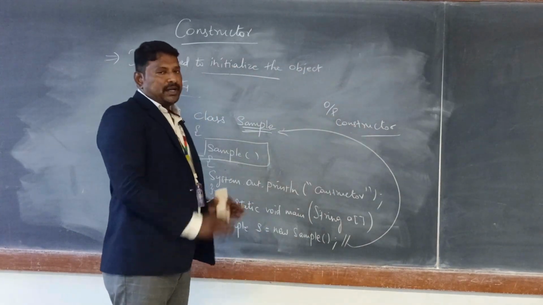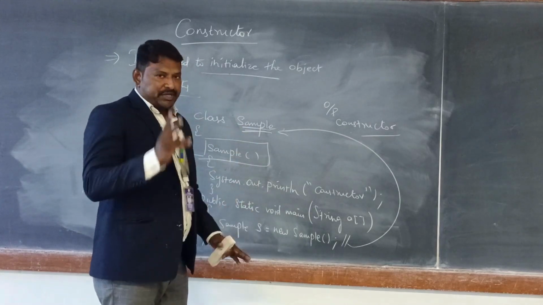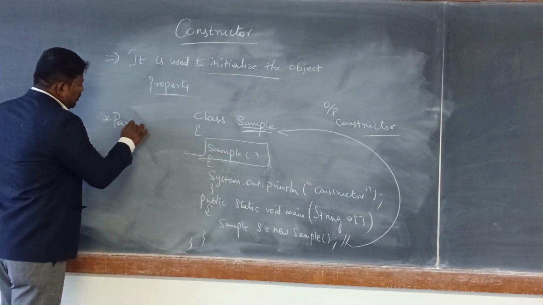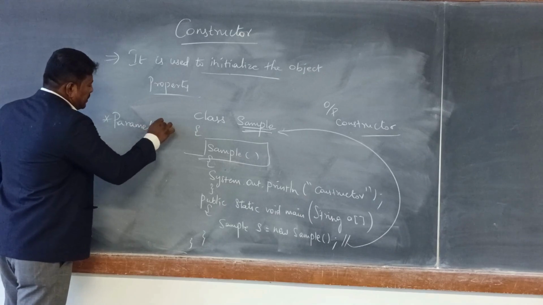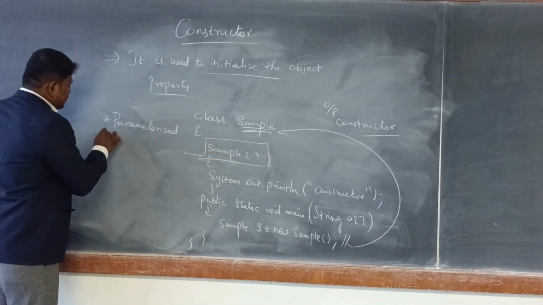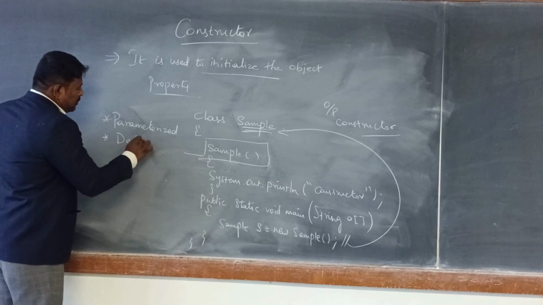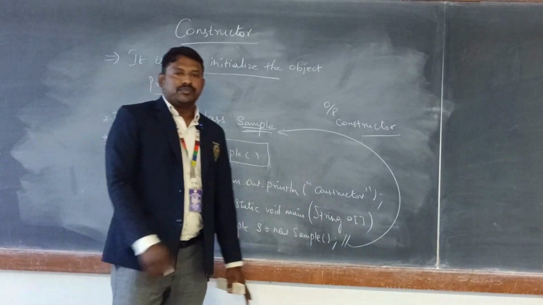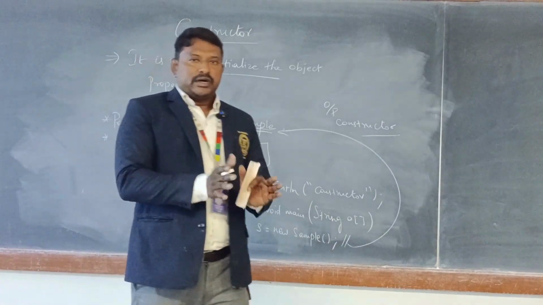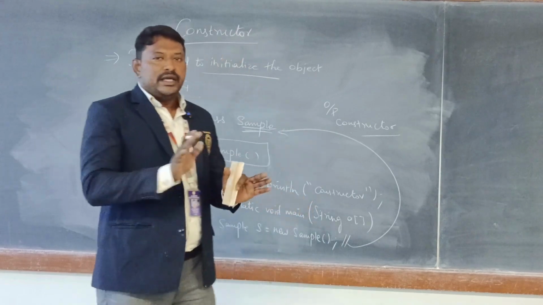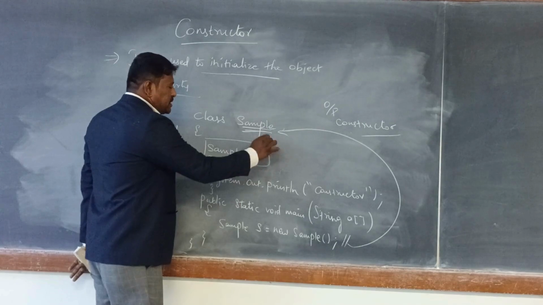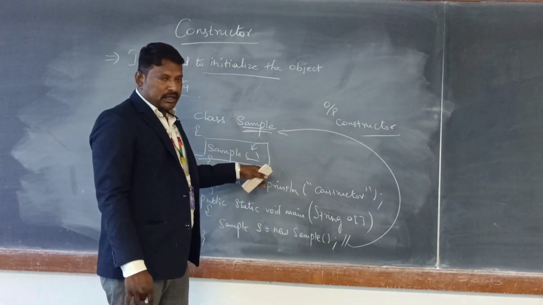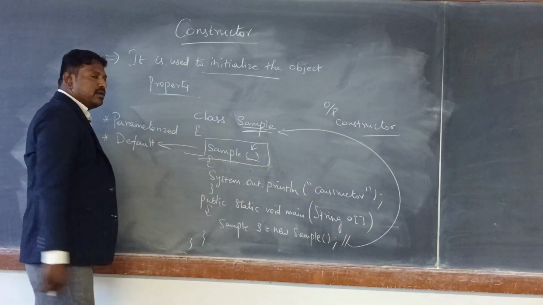So this is one of the very simple examples, and there are two types of constructors. One is parameterized constructor and the other is default constructor. So default constructor means when a constructor is defined without any parameters. So this is one of the examples for default constructor, because there is no parameter list in this constructor. So it comes under the first category, default constructor.